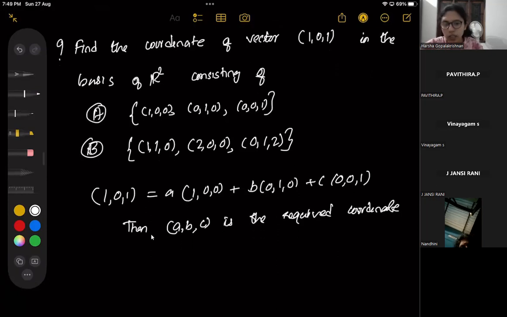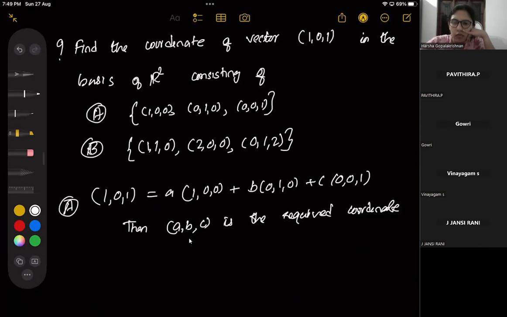What will be the coordinate in the first case? If the basis is like this and the vector is like this, what is A, B, C? This is just like, just equate these two sides. I mean, just expand this and see what A, B, C is. It is a very trivial thing to write. A equal 1, B equal 0, C equal 1.